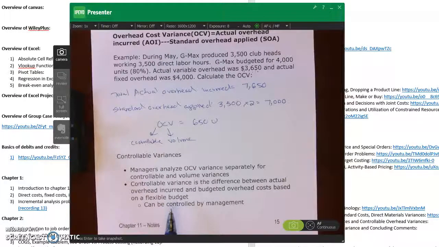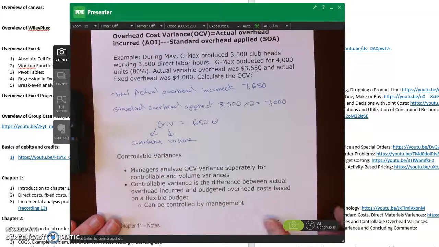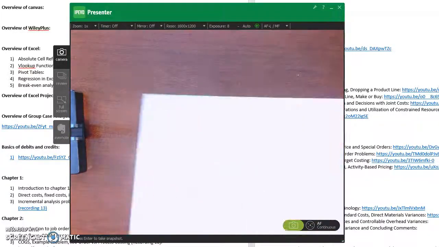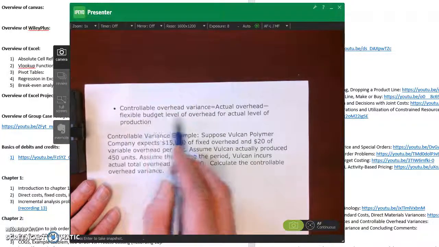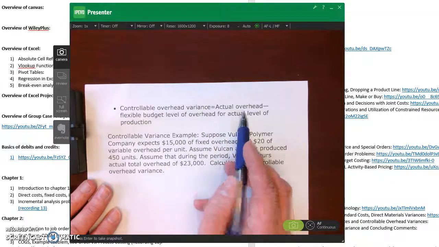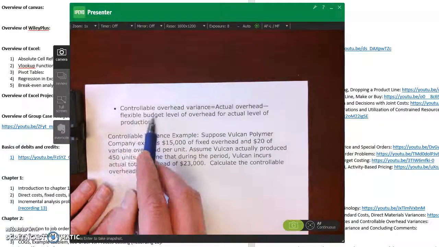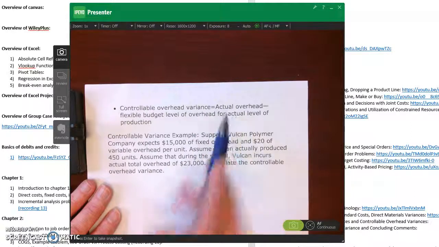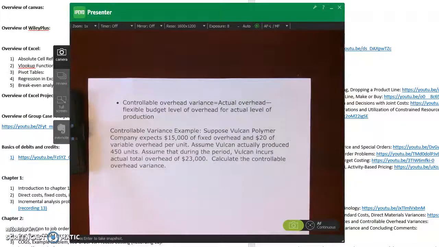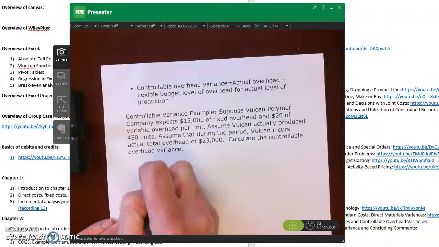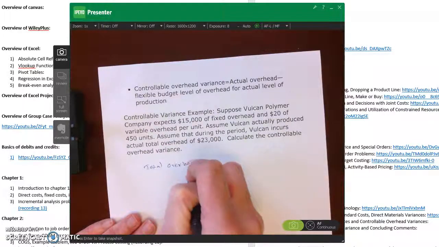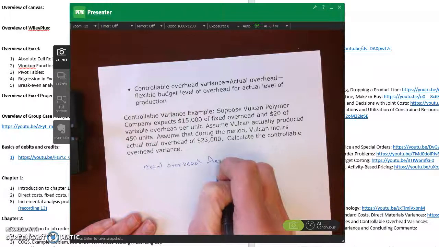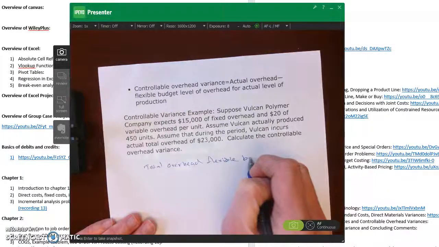In a prior chapter, we talked about flexible budgets, and this can be controlled. So the way we calculate this, we take our actual overhead minus the flexible budget level of overhead for the actual level of production. So we say our total overhead flexible budget. That's what we need to calculate first.